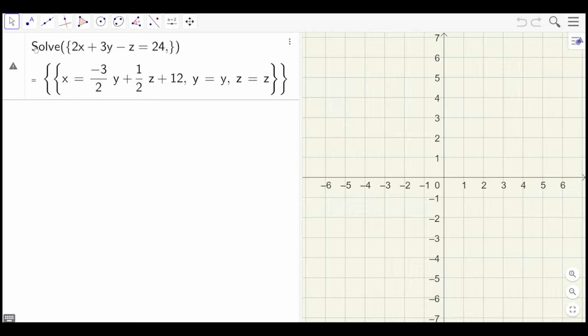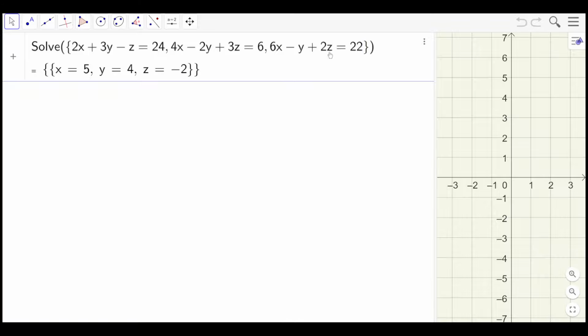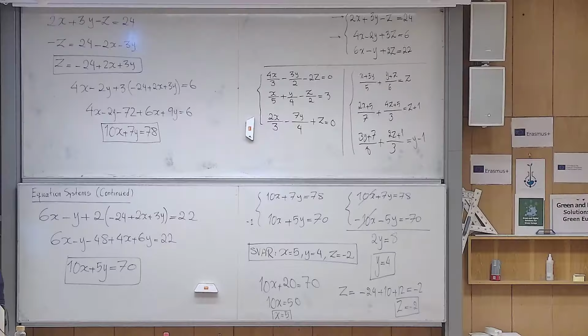And then as soon as you finish typing, GeoGebra provides you the answer. You see my answer, x is 5, y is 4, and z is minus 2. So what we have done is correct. Okay, so remember, you have to put curly brackets if you want to solve a system of equations in GeoGebra. Any questions for the normal systems?